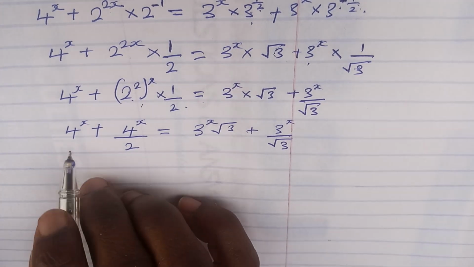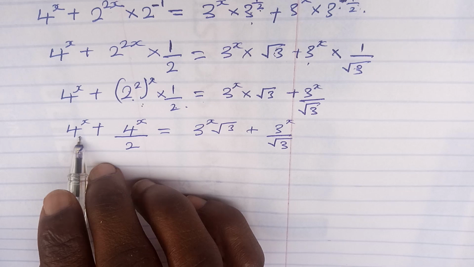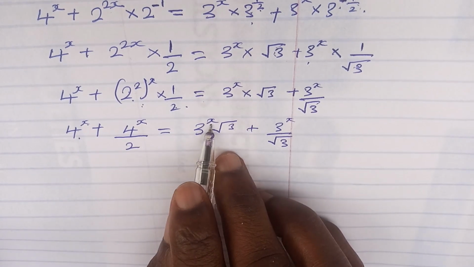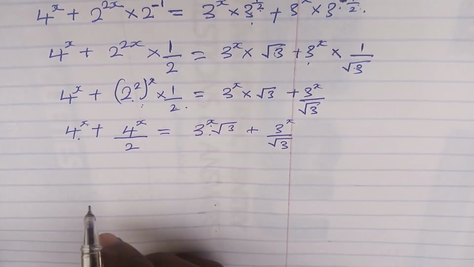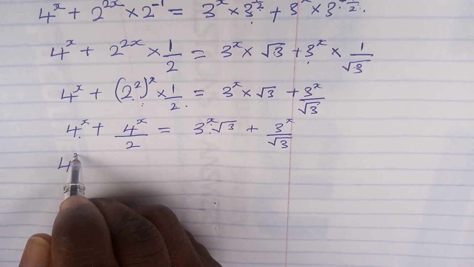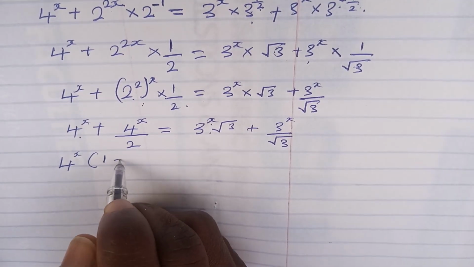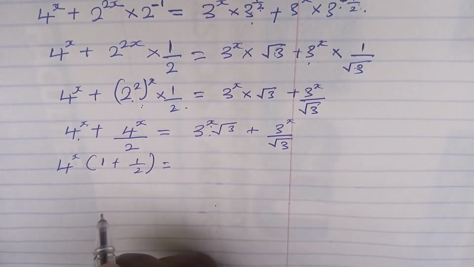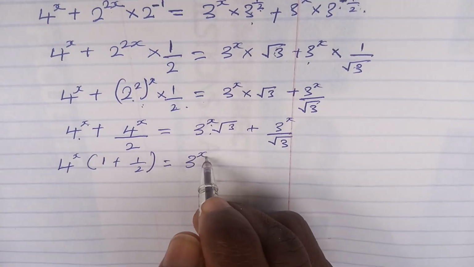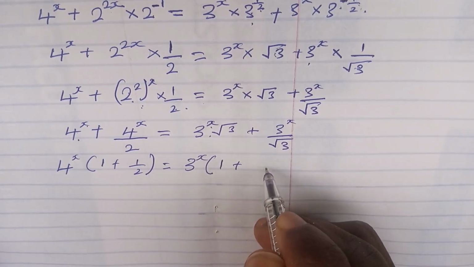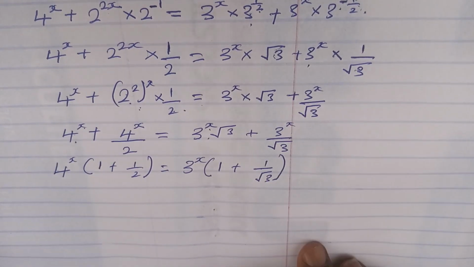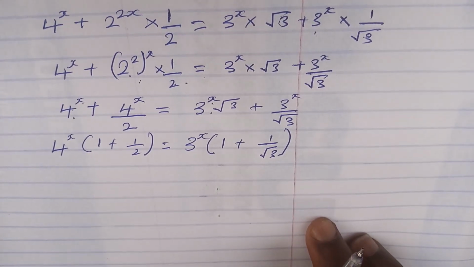Factor out. On the left hand side, we have 4 to the power of x as a common factor, and on the right hand side we have 3 to the power of x as a common factor. So if we factor them out, we can have 4 to the power of x open bracket 1 plus 1 over 2 close bracket is equal to 3 to the power of x open bracket 1 plus 1 over root 3 close bracket.